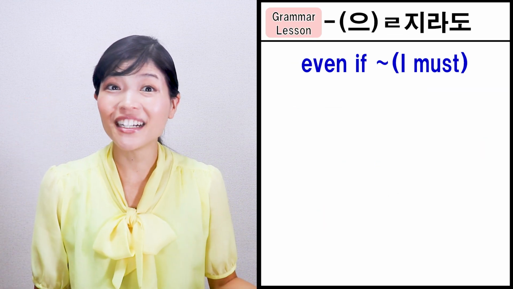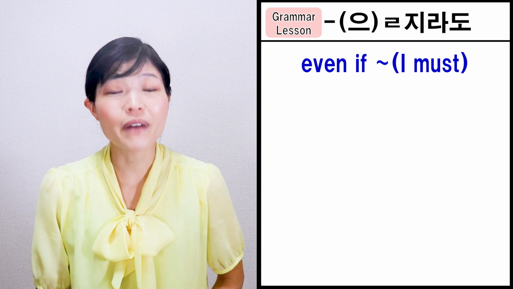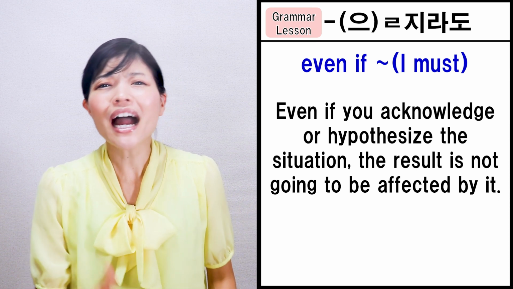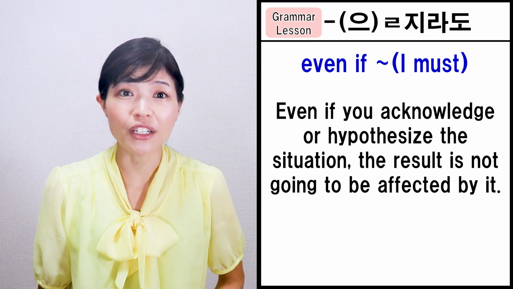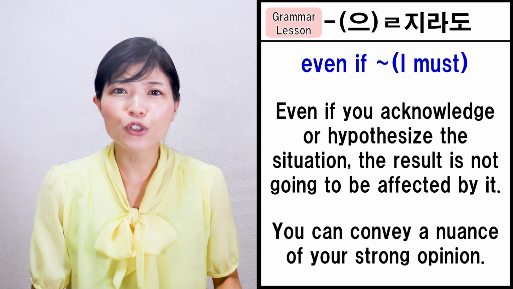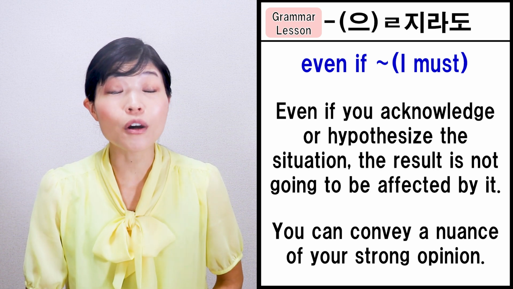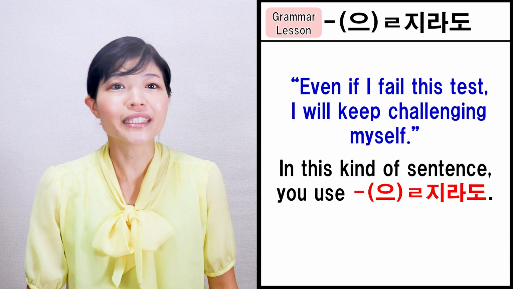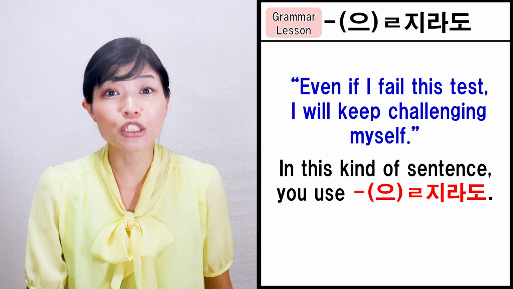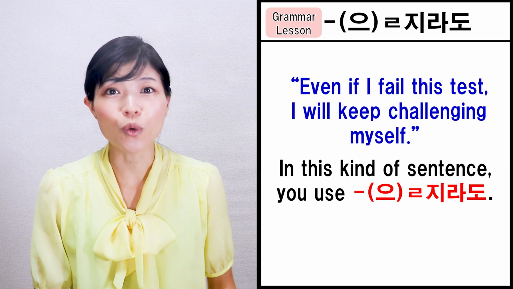The last grammar, 을지라도, means even if. You can use this grammar even if you acknowledge or hypothesize the situation. The result is not going to be affected by it. If you use 을지라도, you can convey a nuance of your strong opinion. For example, you can say, even if I fail this test, I will keep challenging myself. In this kind of sentence, you use 을지라도.